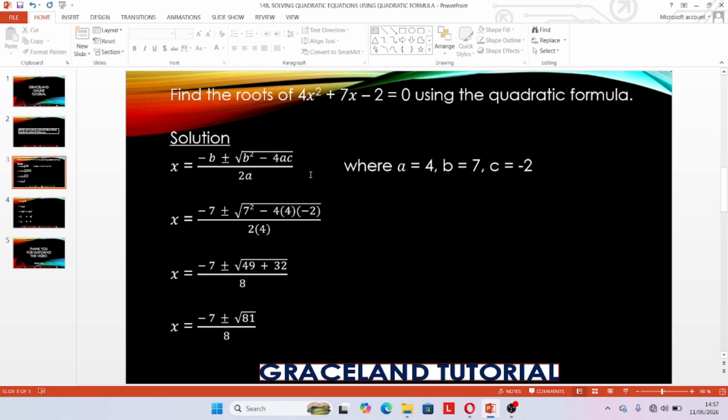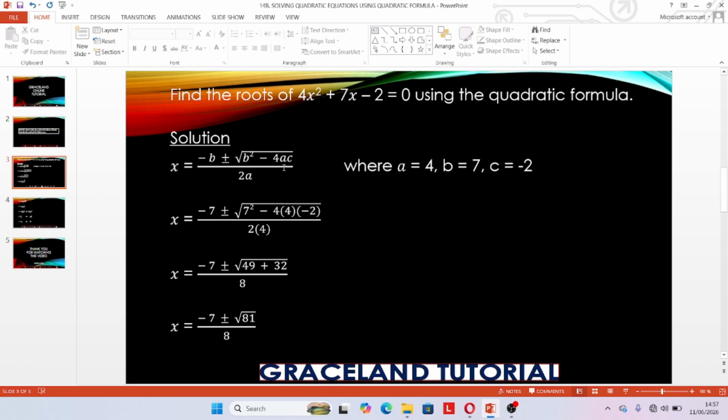Very simple. In our last video, I explained how to prove the quadratic formula. Now, this is the formula. x is equal to minus b plus or minus the square root of b squared minus 4ac, over 2a. That is the quadratic formula.